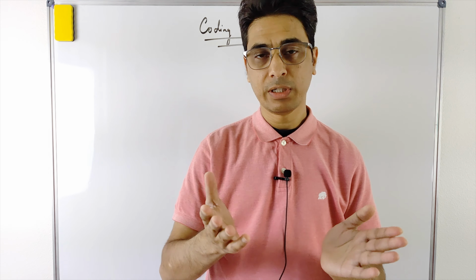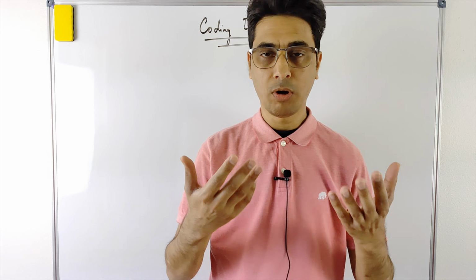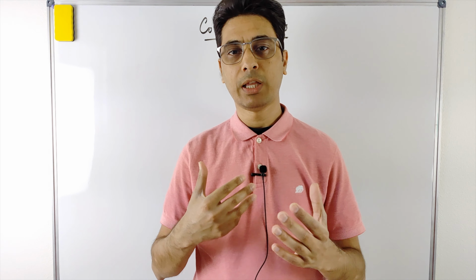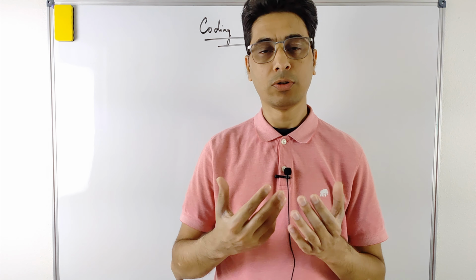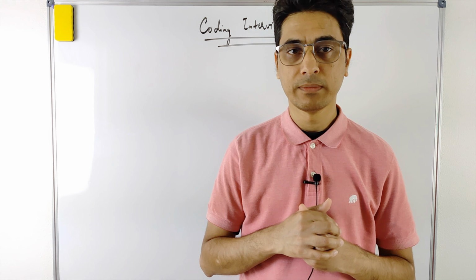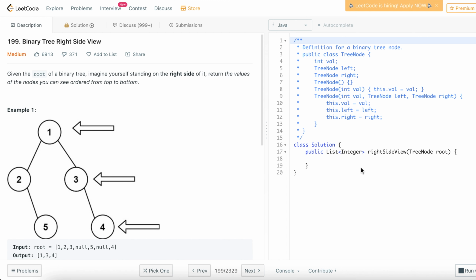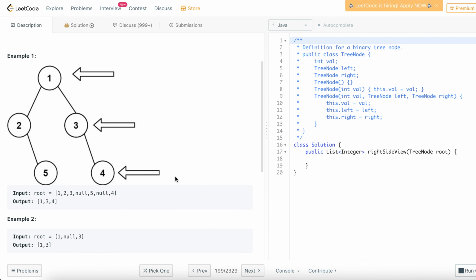Nowadays, most interviews happen online, so I will go with that format now in order to solve the coding question. Now consider this problem. This is problem number 199 on Leetcode, which is Binary Tree Right Side View. Given the root of a binary tree, imagine yourself standing on the right side of it. Return the values of the nodes you can see, ordered from top to bottom.